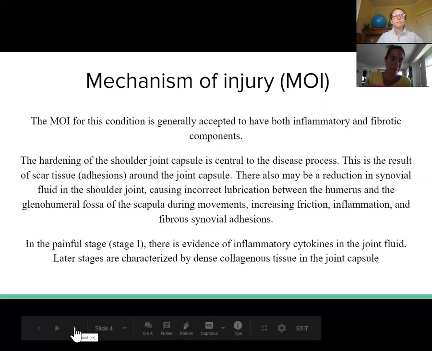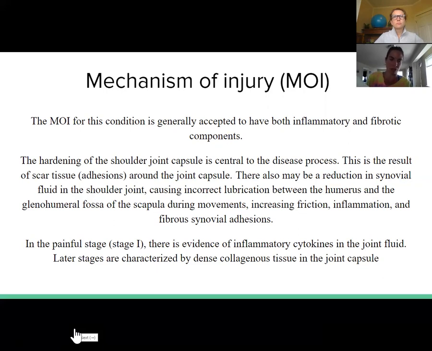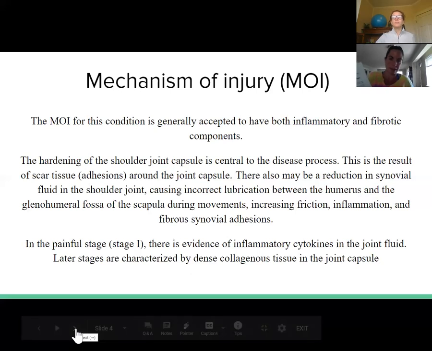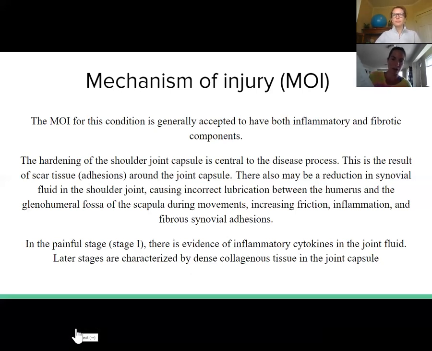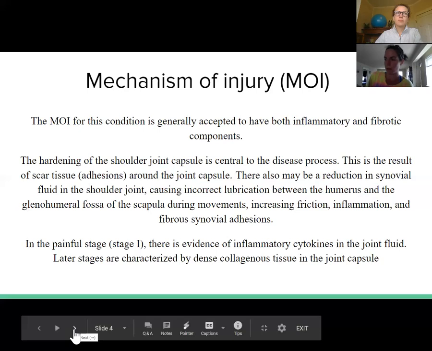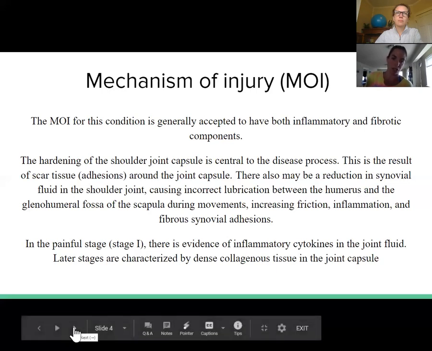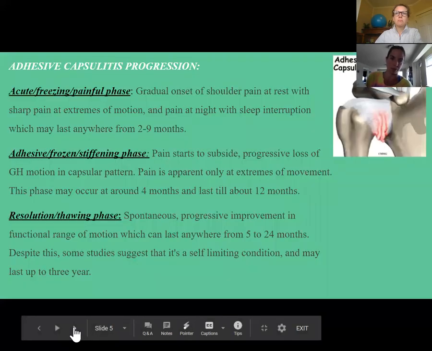Also, it has been found that during the painful stage, so during the initial stage of inflammation, stage 1, there is a significant amount of inflammatory cytokines, which we know are typical for inflammatory processes. And during the later stages, we see a lot of dense collagen tissue in the joint capsule.